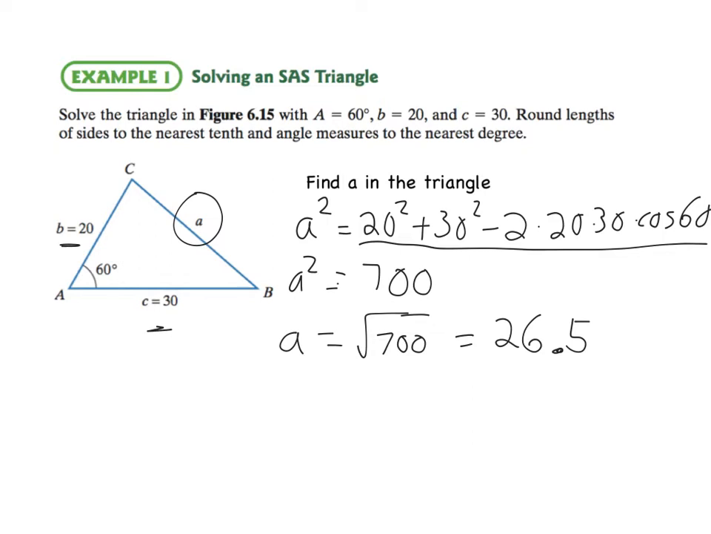And then once we know that a is 26.5, if I needed to solve the rest of the triangle, I could do law of sines. I could do sine of 60 over 26.5 equals sine of c over 30. And I could do sine of 60 over 26.5 equals sine of b over 20, and I could finish the triangle. So that's one kind when you deal with side angle side.